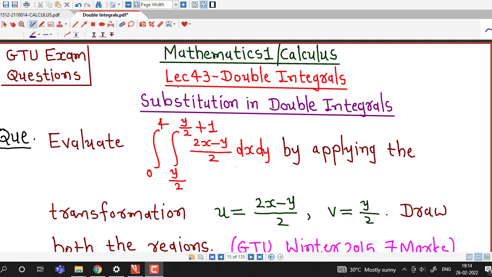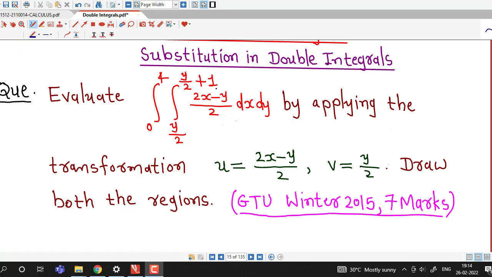Hello friends, I welcome you in lecture number 43 on double integrals. In this lecture we will discuss this question which is on the change of variables formula. This question was asked in GTU winter 2015 exam.